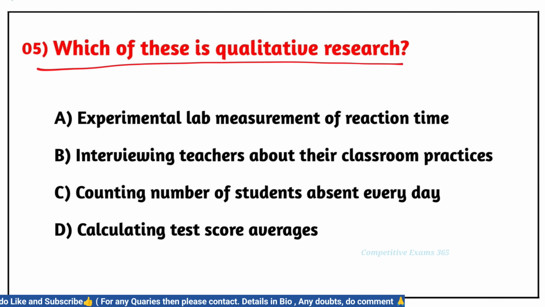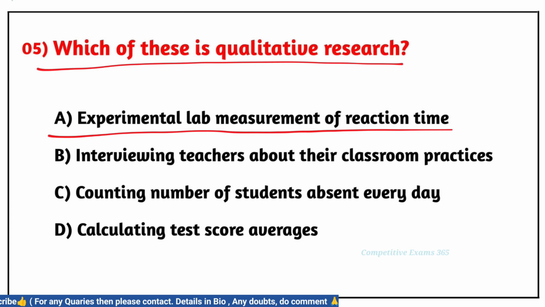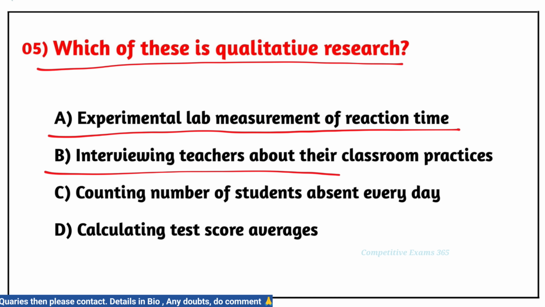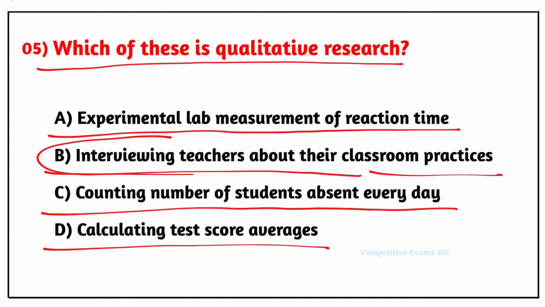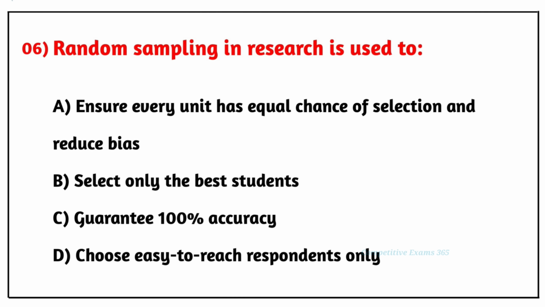Fifth question. Which of these is a qualitative research? Option A, experimental lab measurement of reaction time. Option B, interviewing teachers about their classroom practices. Option C, counting number of students absent every day. Option D, calculating test score averages. Option B, interviewing teachers about their classroom practices. It is the correct answer.